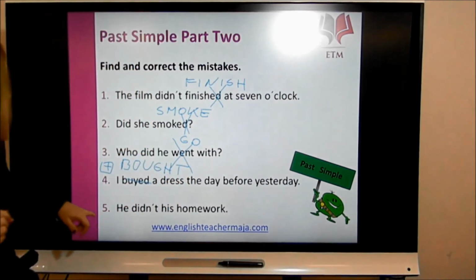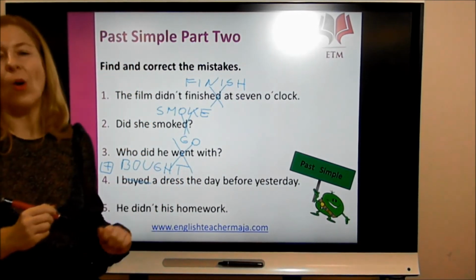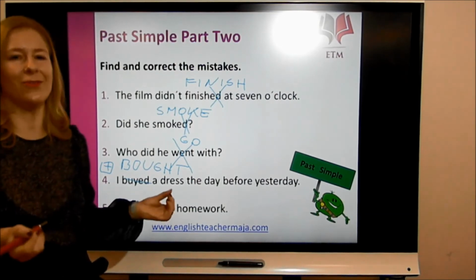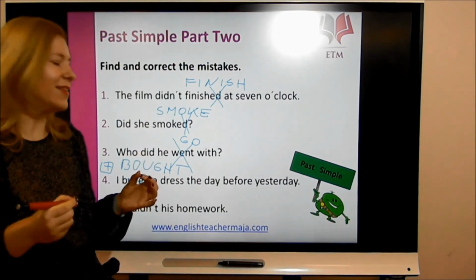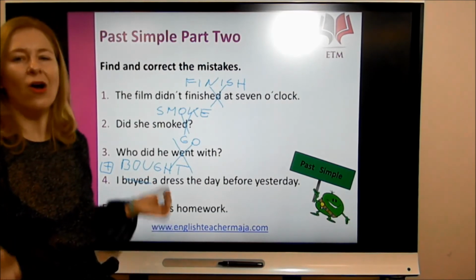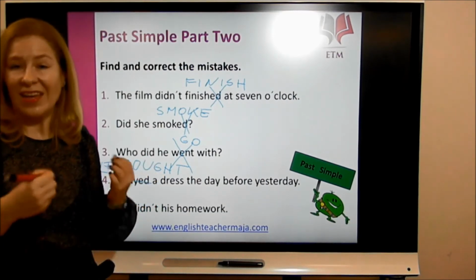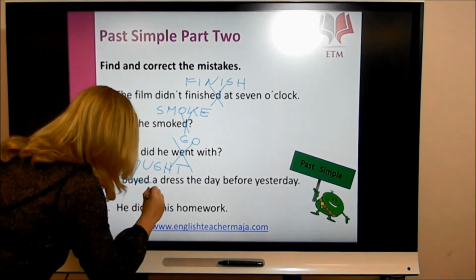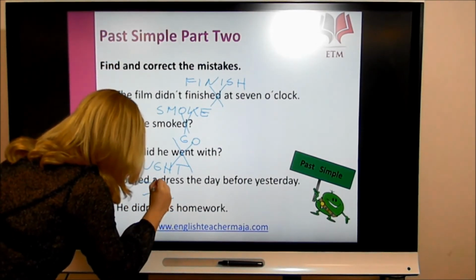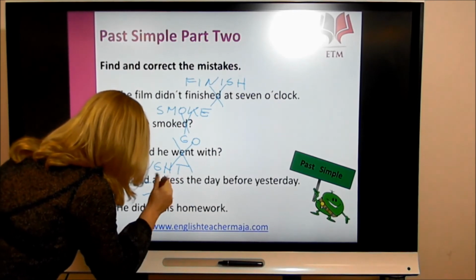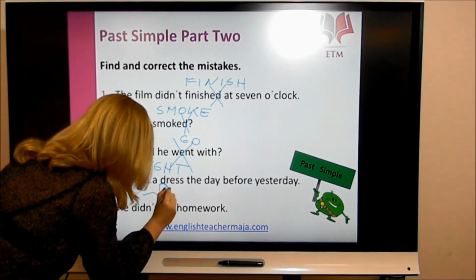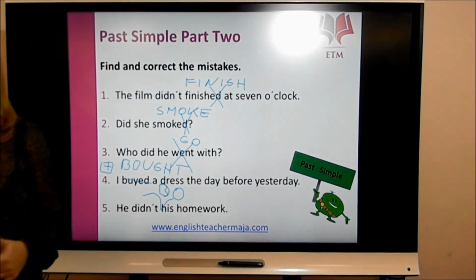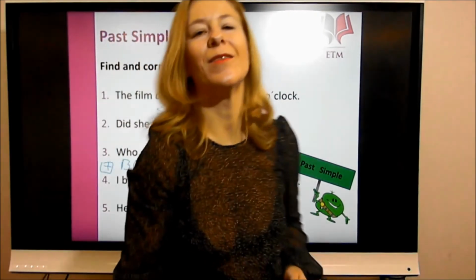Okay, and the last one, he didn't his homework. Okay, so didn't is an auxiliary because, you know, we want to make a negative sentence. So apart from an auxiliary, we also need the infinitive form here. And what would it be? He didn't do his homework is the correct one.